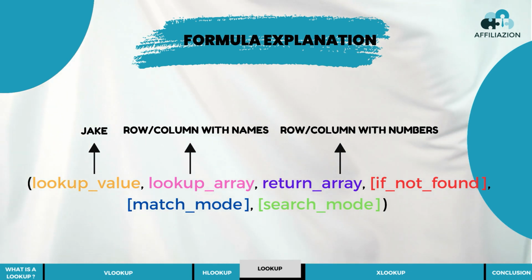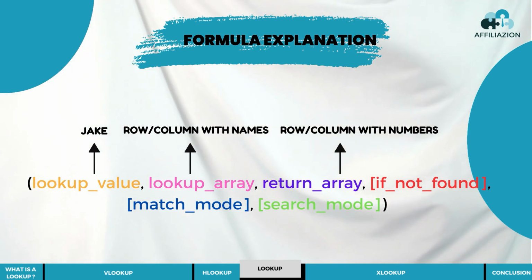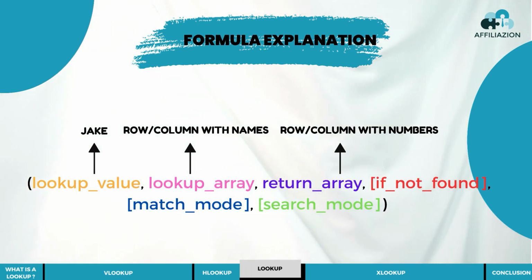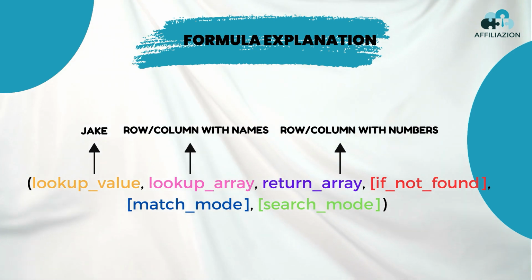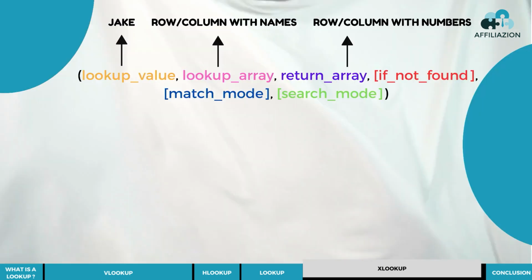First, we have the lookup value. In our case, that would be Jake. Then the lookup array. That would be the row or the column with the name. Then the return array, the row or the column with the numbers. Then we have a few optional inputs: if not found, match mode and search mode. Let's look at them as well.